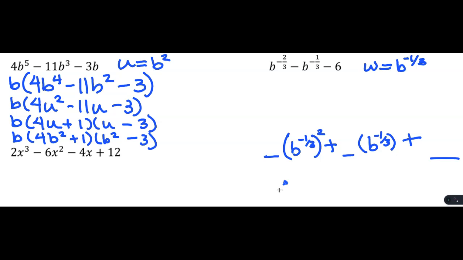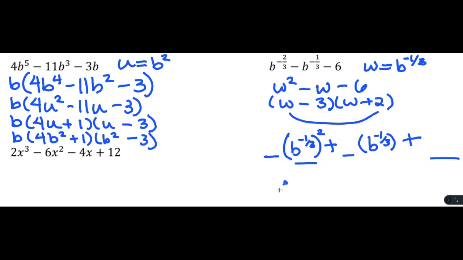So we can kind of compare down to below, and we're going to say, okay, that's going to become a w squared, and it was just a 1 out in front. And then a minus w, also just a 1 out in front, and a -6. So just replace all the b to the negative 1/3, and then it becomes a standard quadratic that we're trying to split up. So we need a w and a w, and then factors of -6 that add up to -1. So that should be a -3 and a +2.